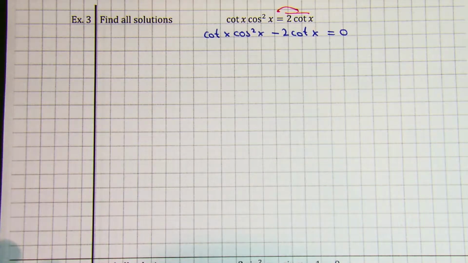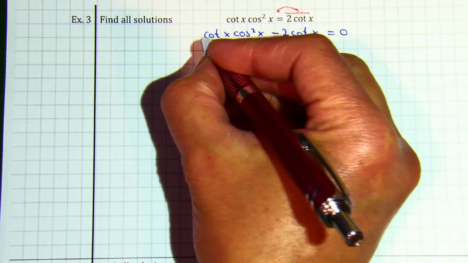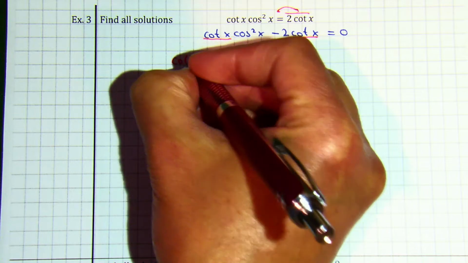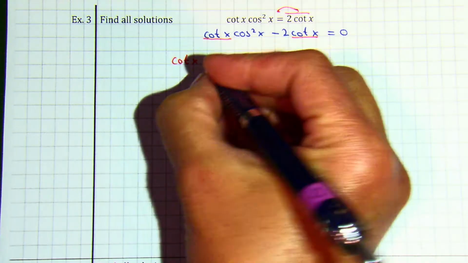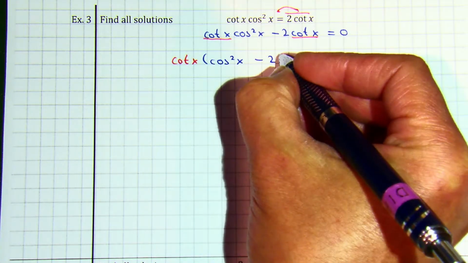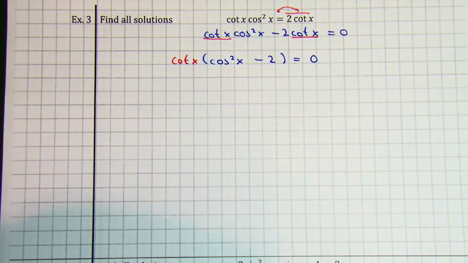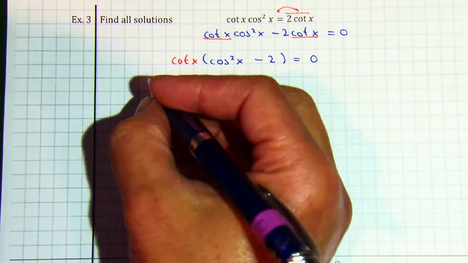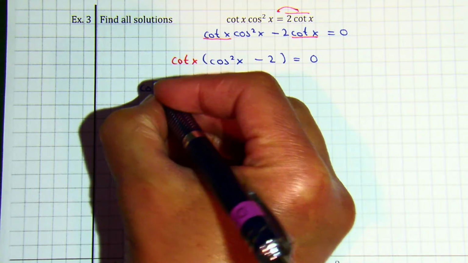And now I need to solve it. They both have cotangent of x, so I'm going to factor out the cotangent of x, and what's left behind is cosine squared of x minus 2 equals 0. And because they're multiplying and they equal 0, I can use my zero product property. So either cotangent of x equals 0 or cosine squared of x minus 2 equals 0. And now I can solve it.